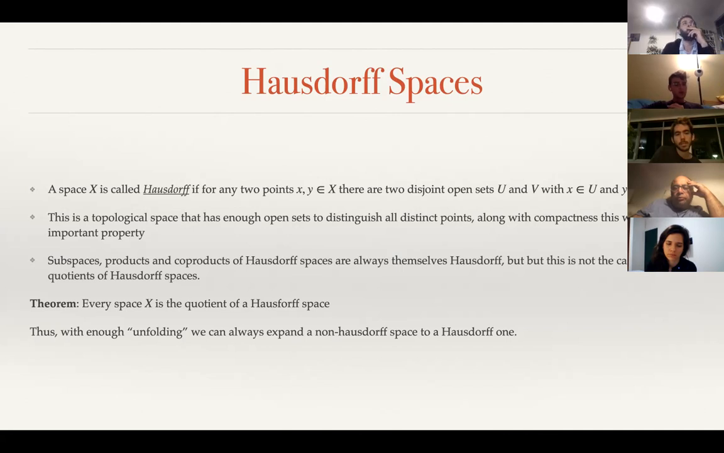But there's a theorem, right, that every space X is the quotient of a Hausdorff space, which means a quotient, as I said, is like a folding. It's sort of the opposite of this colimit. Every space is a quotient of one, meaning that if I ever have a non-Hausdorff space, in some way I can unfold it and have a Hausdorff one, which is just a nice result to have.